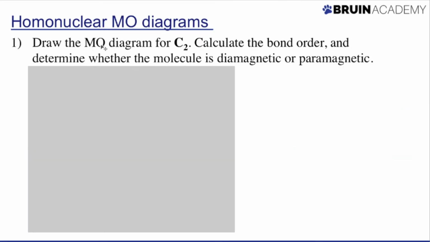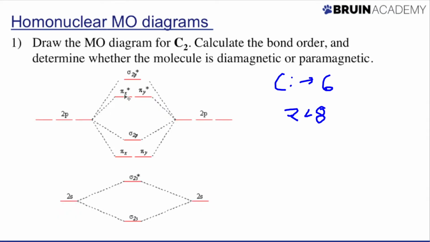Okay, so let's draw the MO diagram for C2. We're going to calculate the bond order and determine whether it's diamagnetic or paramagnetic. So the first step is to figure out which version of the MO diagram to use. So we're going to figure out the atomic number of carbon, which is 6. And so because the atomic number is 6, it's less than 8. So we're going to use that first version, which looks as such. Carbon has 6 total electrons, but 4 valence electrons, and that's what you represent in these MO diagrams. And so on the atomic orbitals, which exist on the left and right, I'm going to label them as carbon.